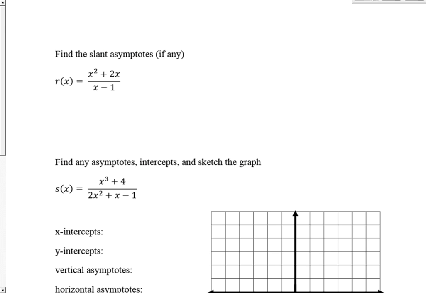For the first problem here, it just says find the slant asymptotes. We aren't graphing. All we're doing is finding the slant asymptote. We know there's a slant asymptote because the degree of the numerator is 1 larger than the denominator. So the degree on the top is 2. The degree on the bottom is 1. So 2 is only one value greater than 1. So we know that there's a slant asymptote there. And so that means we have to divide. We're going to do long division.